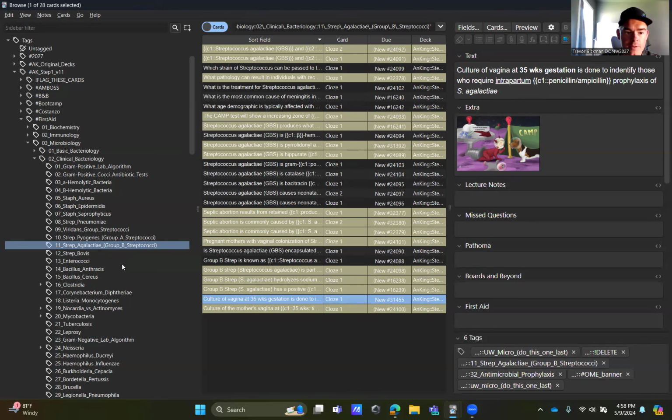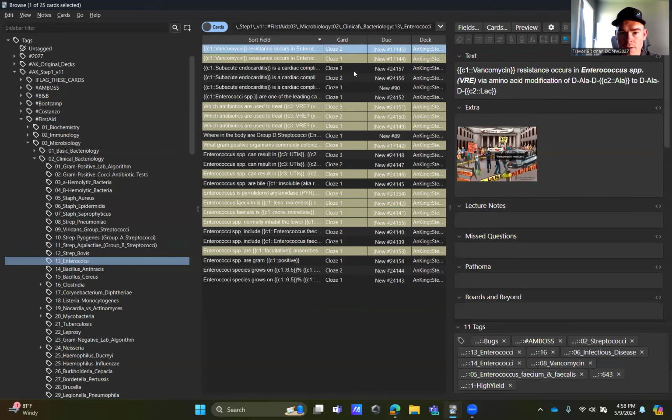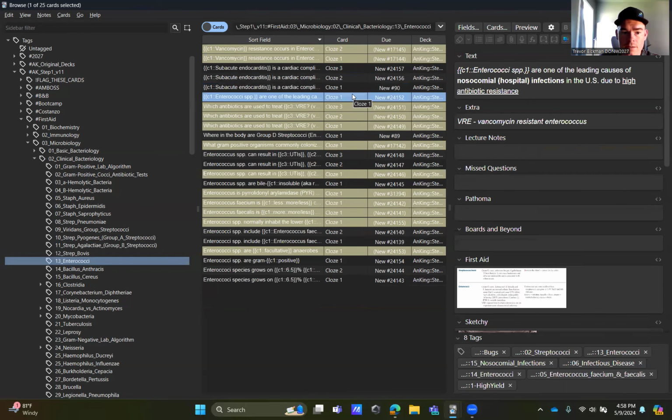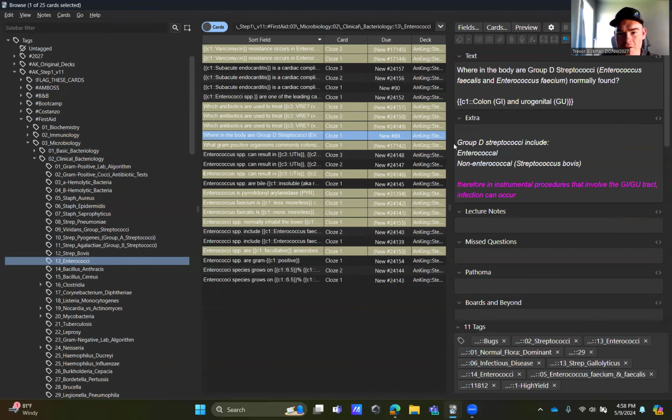So now we're going to go to enterococci. You want to grab number 3, 4, 5, and 6. And then you want to skip the next 3 and grab this card here, talking about the colon and urogenital tract as the source of group D.